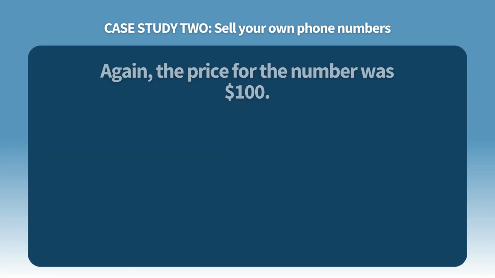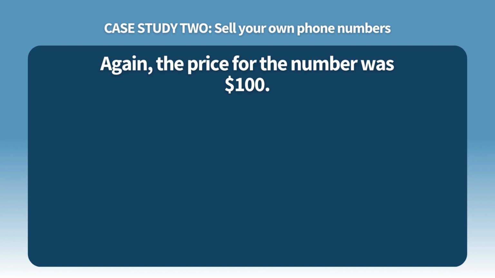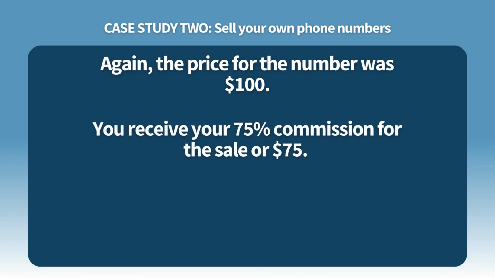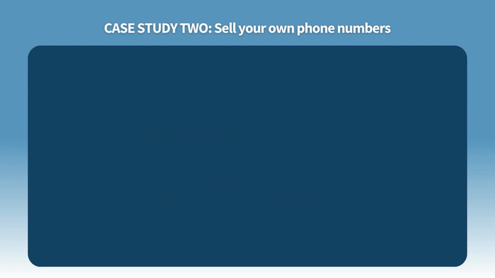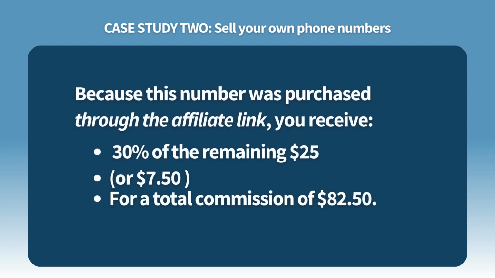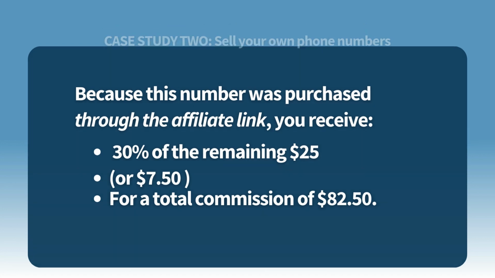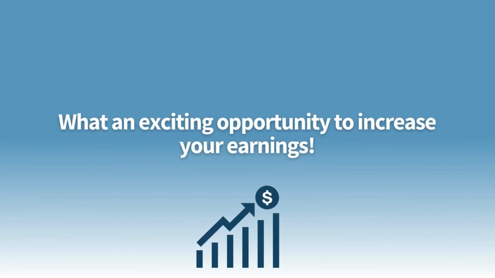Again, the price for the number was $100. You receive your 75% commission for this sale, or $75. That leaves a 25% profit. And because this number was purchased through the affiliate link, you receive 30% of the remaining $25, or $7.50, for a total commission of $82.50. What an exciting opportunity to increase your earnings.